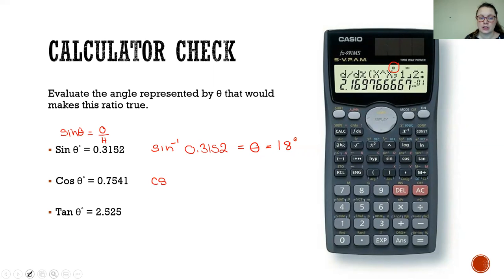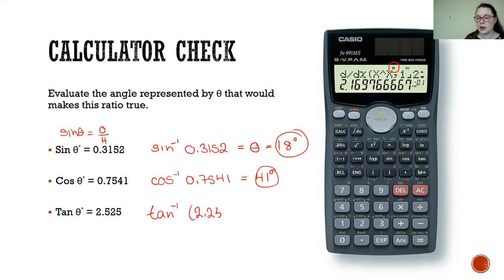Cosine, whoops, let me erase here. So inverse cosine of 0.7541 will give you an angle equal to 41 degrees. And then the inverse tan of 2.25 will give us an angle equal to 68 degrees.